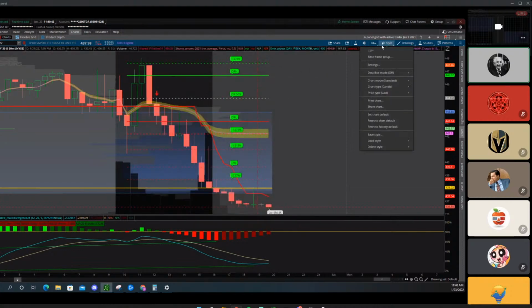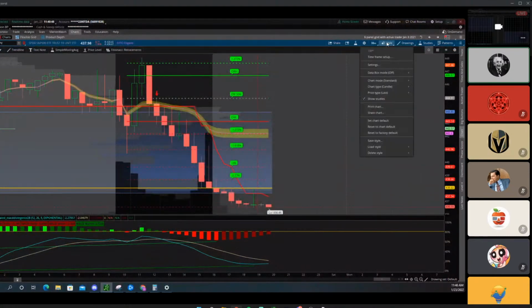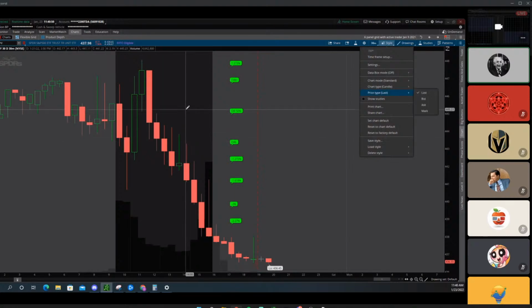If I click style, let me enable it here. So if you click this show studies, now it's enabled. And I click on style, there's this show studies, and it just removes them all. So that's how you take it off.